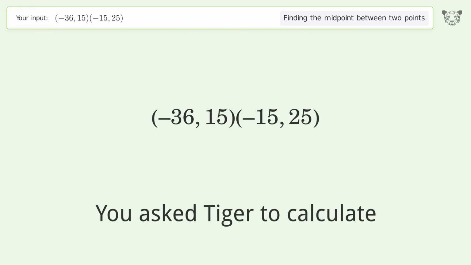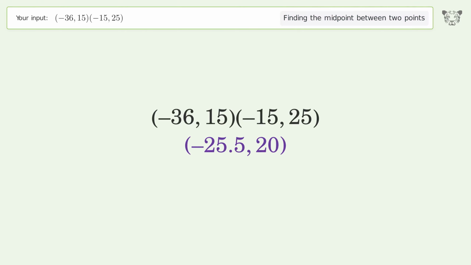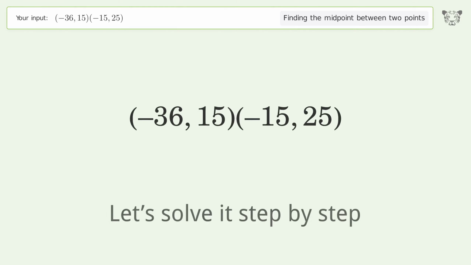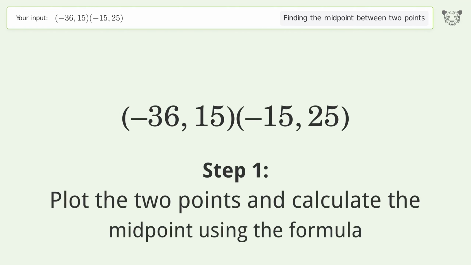You ask Tiger to calculate. This deals with finding the midpoint between 2 points. The midpoint between the 2 points is negative 25.5, 20. Let's solve it step by step. Plot the 2 points and calculate the midpoint using the formula.